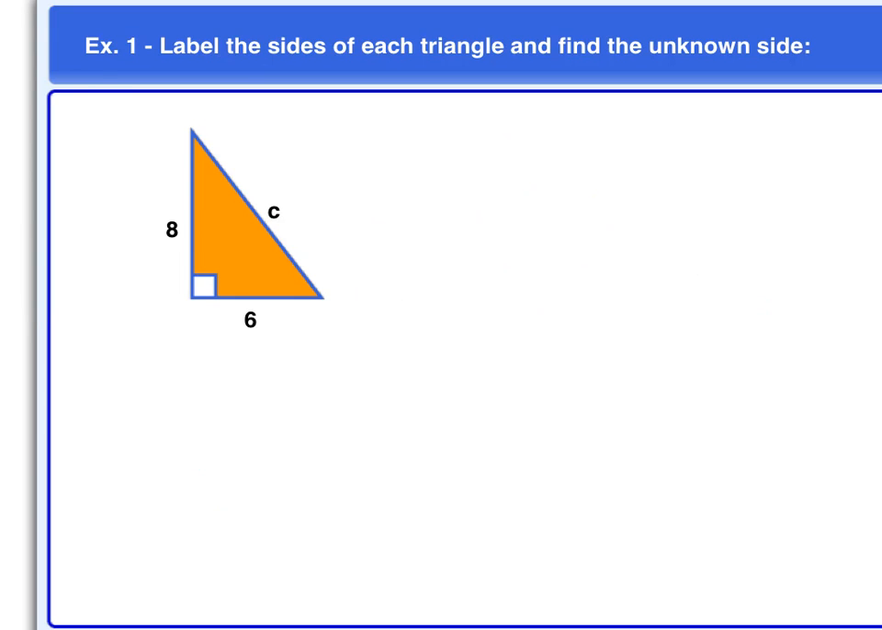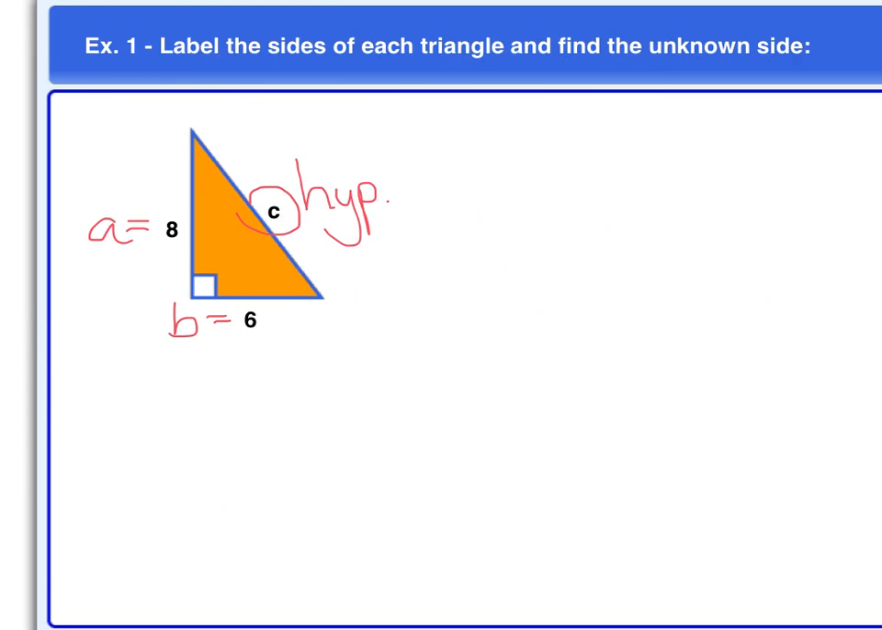Example 1. We want to label the sides of each triangle and find the unknown side. The first thing I want you to notice when you look at this triangle is we are actually looking for C, and in this particular example, this is the hypotenuse. That's what I mean when I say label them. So that's our hypotenuse C. We can call this side A and this side B. Again, it doesn't matter which one's A and which one's B. It's just good to label them so you know what you're solving for.